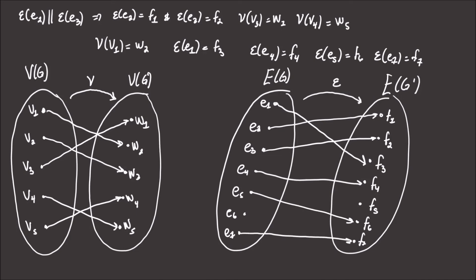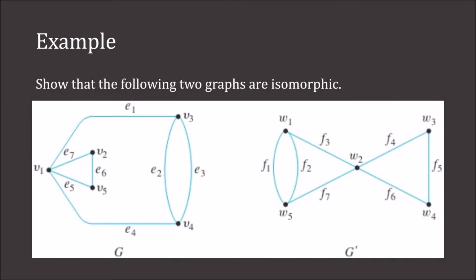So that leaves us with E6, and E6 must go to F4. No, I'm sorry, E6 must go to F5 by process of elimination. And again, we can confirm this.